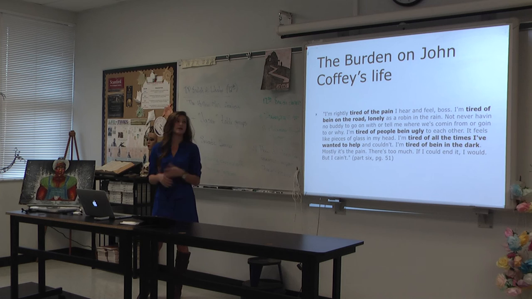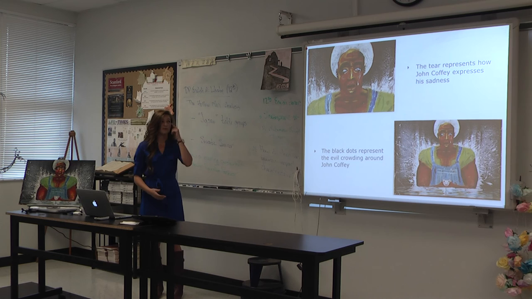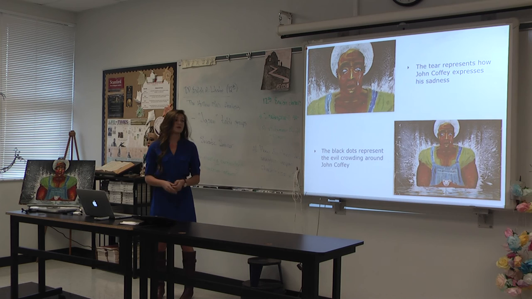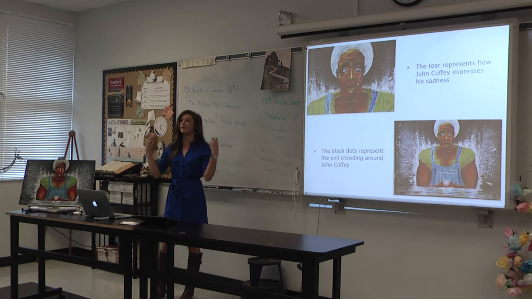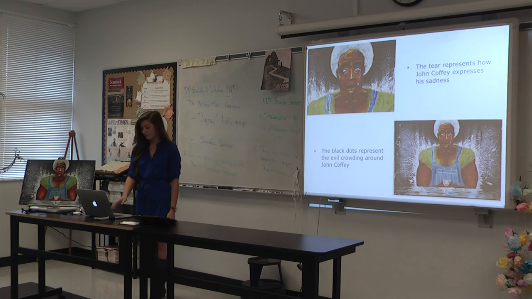And to show this, I have a tear running down John Coffey's face to express his sadness in the novel. And then the dots around John Coffey kind of look like they're coming in to suffocate him. They're surrounding him. It just really shows how the light he expressed can only go so far, and the evil just keeps coming around him. It's like bugs attracted to light.